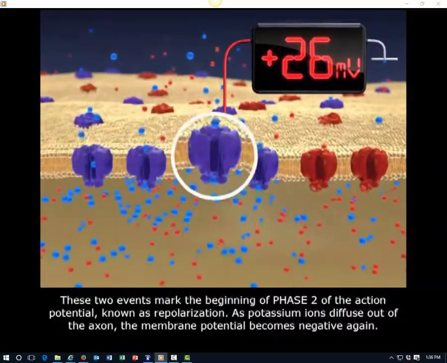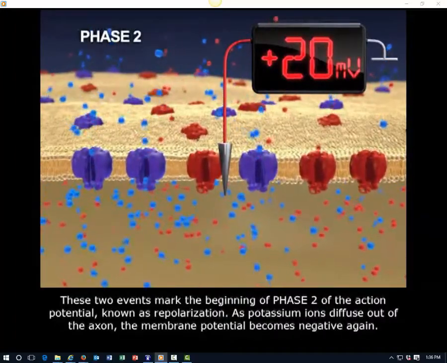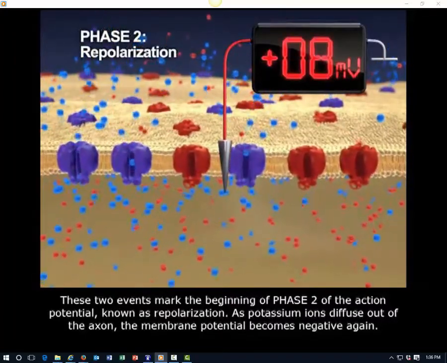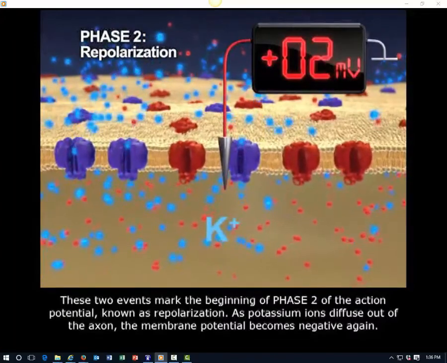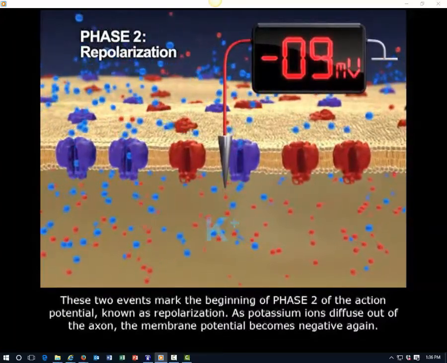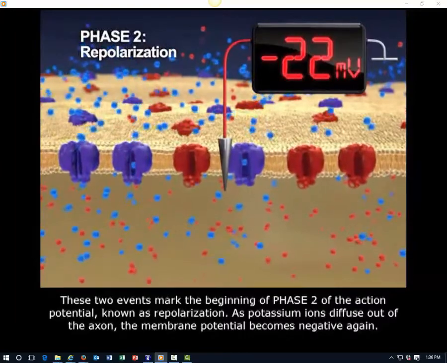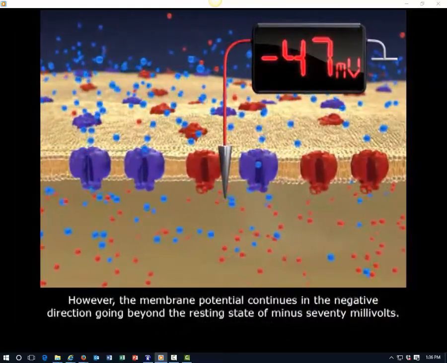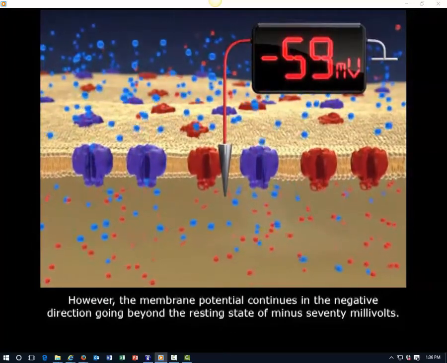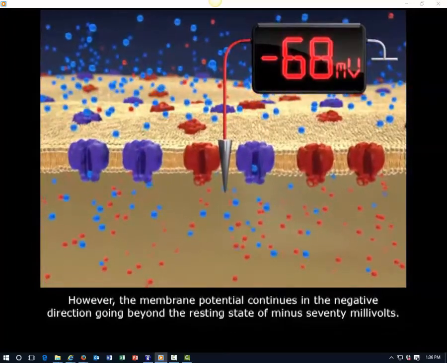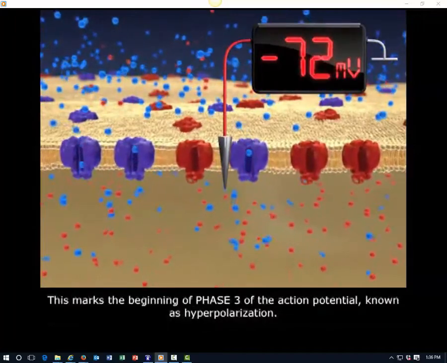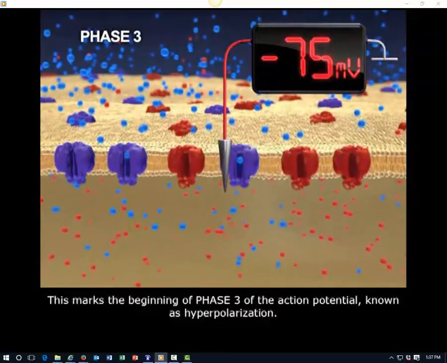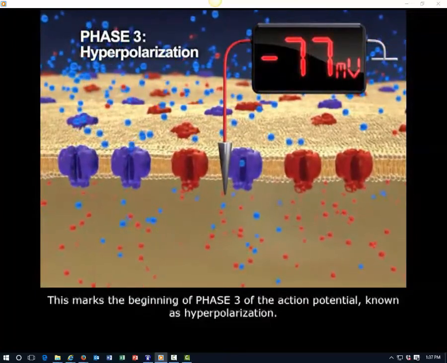The inactivation gates of voltage-gated sodium channels close, and voltage-gated potassium channels open. These two events mark the beginning of phase two of the action potential, known as repolarization. As potassium ions diffuse out of the axon, the membrane potential becomes negative again. However, the membrane potential continues in the negative direction, going beyond the resting state of minus 70 millivolts. This marks the beginning of phase three of the action potential, known as hyperpolarization.